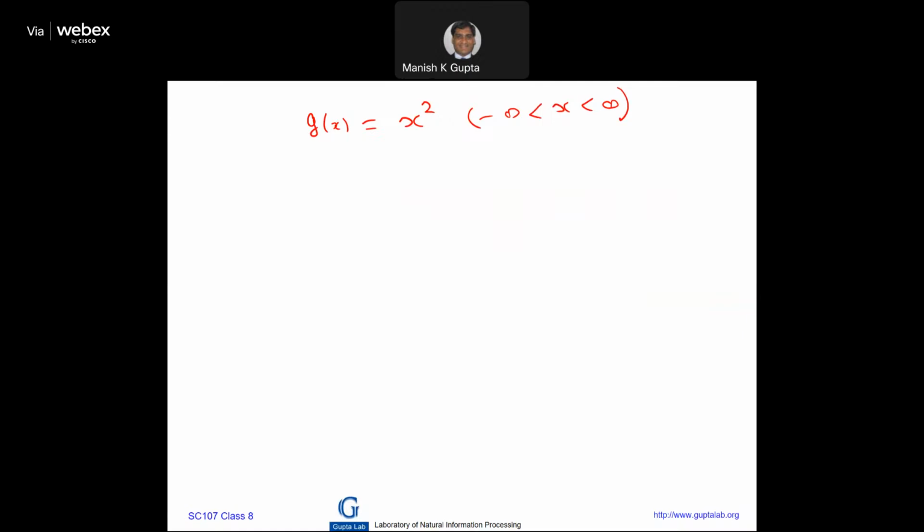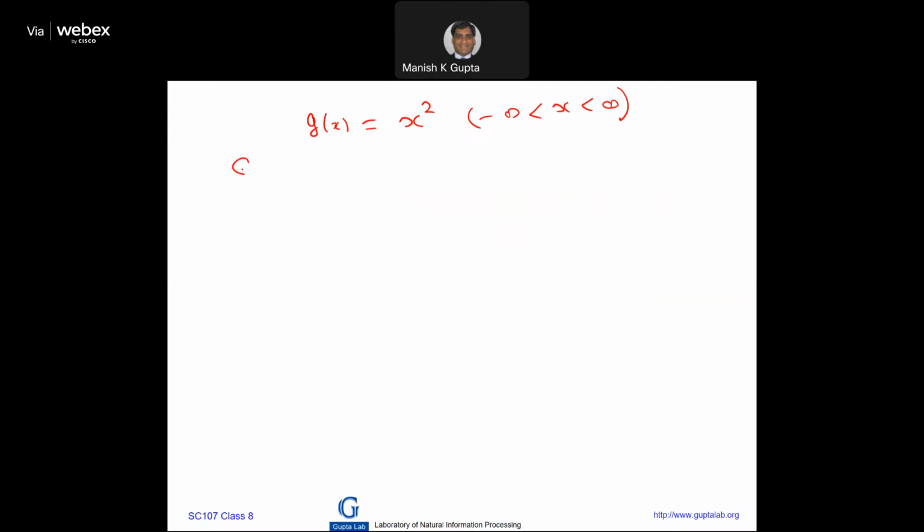Function g of x is equal to x squared, domain is the whole real line. Actually, I'm going to show you this function is not uniformly continuous. That means delta depends not only on epsilon but also on the point A under consideration. By changing the point, you will see the behavior will change. Okay, so let us see this. Observe it carefully.